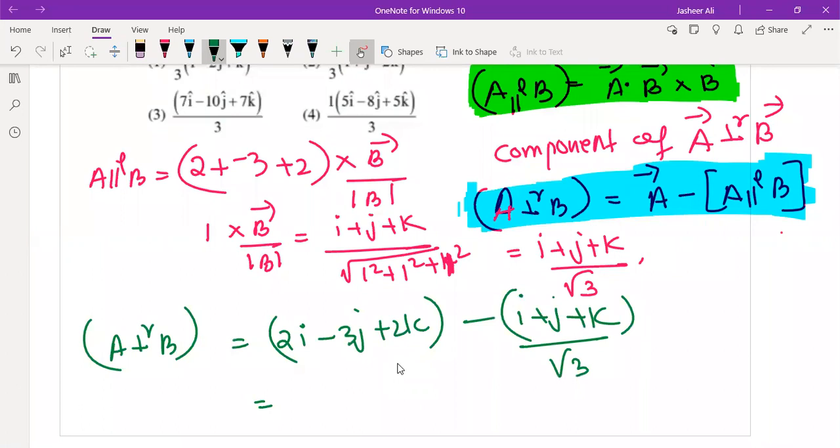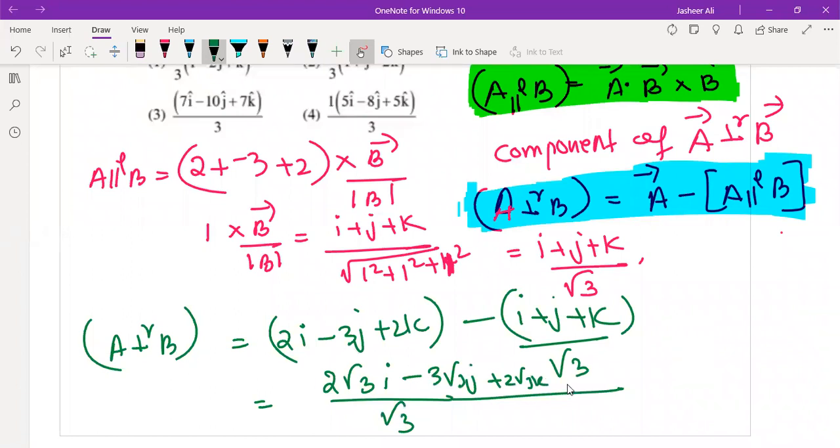Here I will tell you, for example, 2i here minus 3j, minus A parallel to B. Upper the roots. Okay, so we'll take the LCM as root 3. So 2 into root 3 I, 2 root 3 I, minus 3 root 3 J, and plus 2 root 3 K, minus of I plus J plus K. So let's simplify the answer.